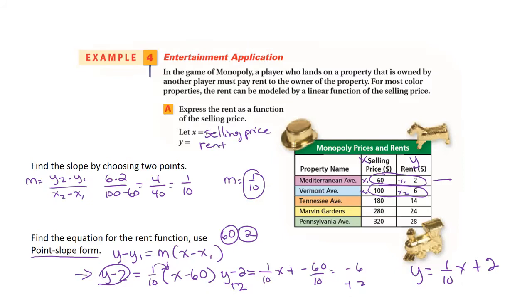And actually, I think I did something wrong there. Let's see here. Somewhere along the way, I made a mistake. It should be 6 minus 2, negative 6 is 4. There's the mistake right there. So let's get rid of this. And that would be negative 4, because negative 6 plus positive 2 equals a negative 4. There you go. So our equation in slope-intercept form is y equals 1/10 x minus 4.